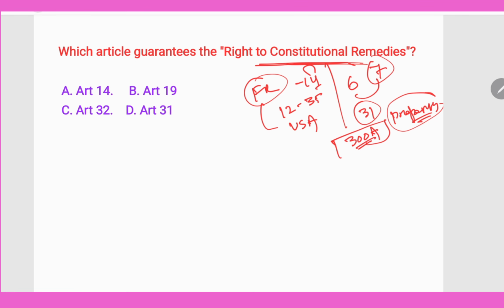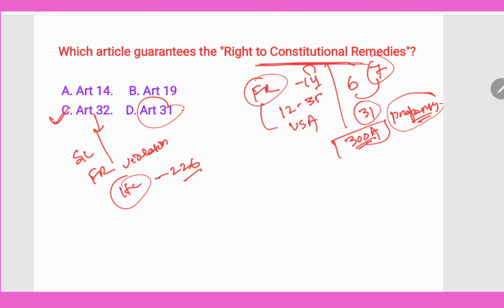Okay, the question is right to constitutional remedies is article 32. Through article 32 we can go to Supreme Court for violation of any fundamental right. And we can also go to High Court according to article 226. Okay, 31 is right to property. Under article 19 we have 6 fundamental freedoms: freedom of speech, assembly, association.